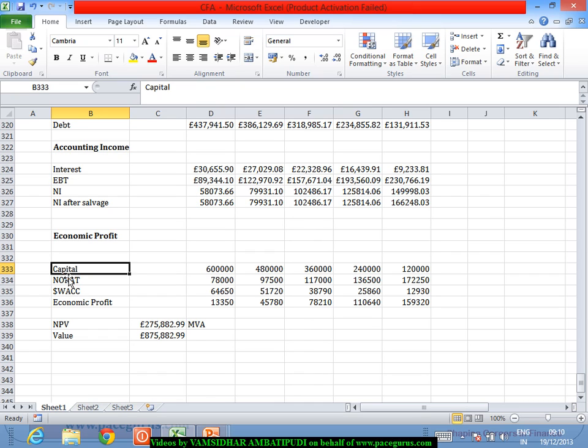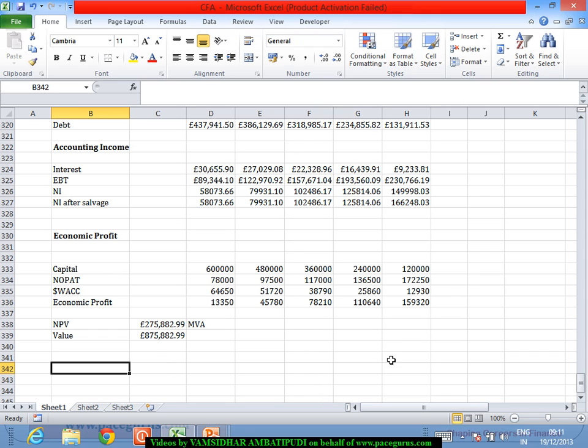And NOPAT is EBIT into 1 minus T. Remember that you have to take into consideration the salvage value also, otherwise we will end up with the kind of issue which we got some time back. And whenever I am talking about the total value of the project as of today, it is nothing but the NPV that I have got plus the initial investment, which means even the economic profit approach will help me in deciding whether a particular project needs to be accepted or not. So this is one method we have to be comfortable with.